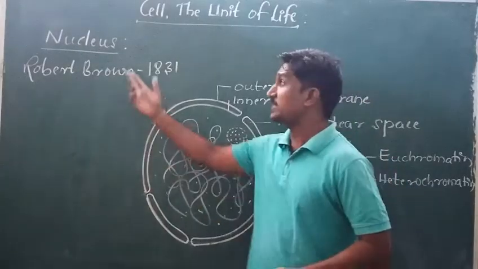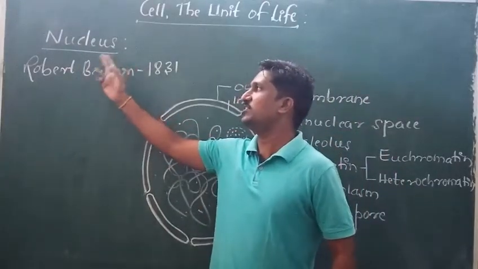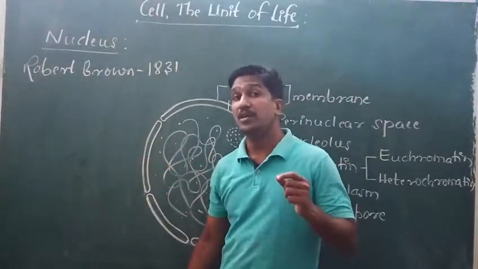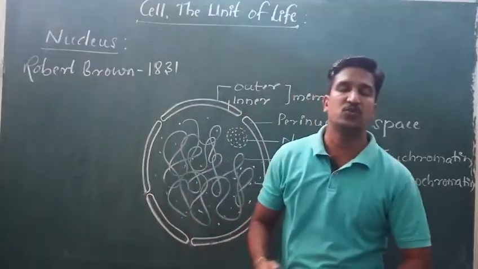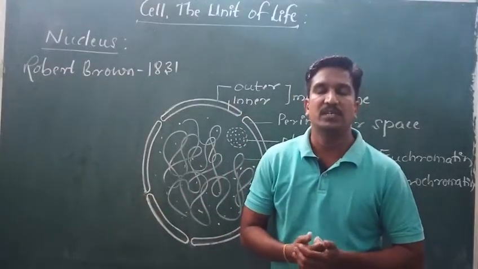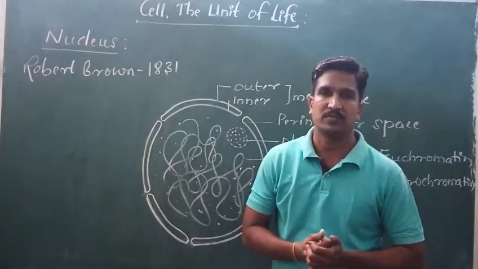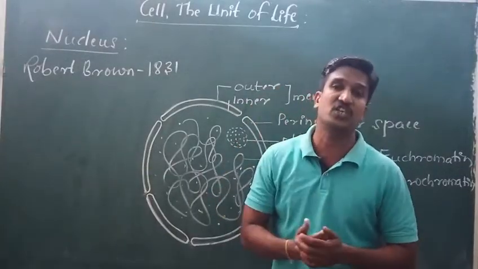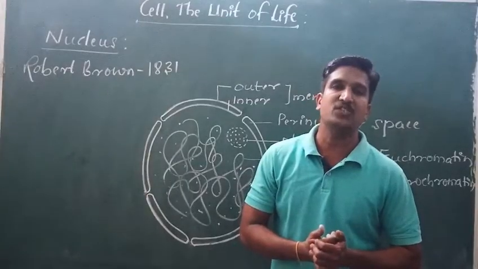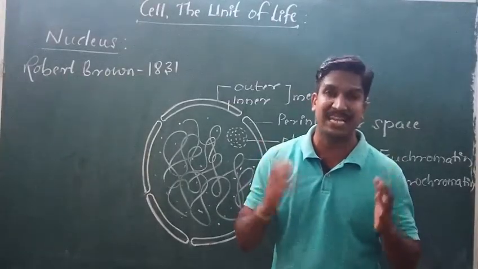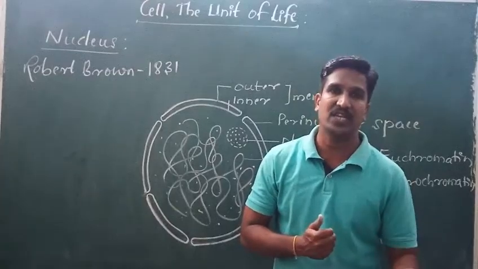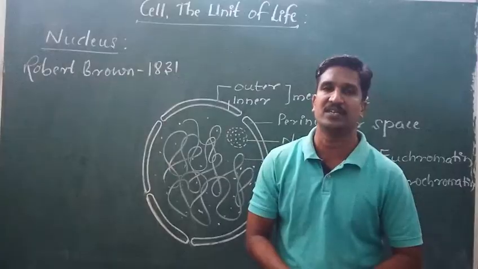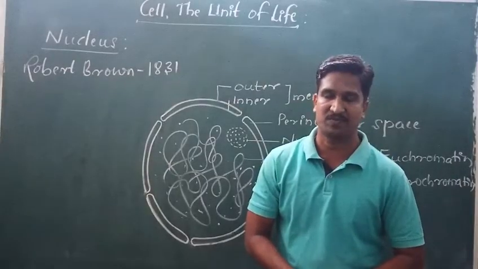Okay. Whereas this nucleus was discovered by Robert Brown. Robert Brown is the scientist who discovered this nucleus. And inside this nucleus, a colored thread-like structure is present, and that is called chromatin. That was stained and discovered later on. That is at a higher level, and we will discuss it in later periods.